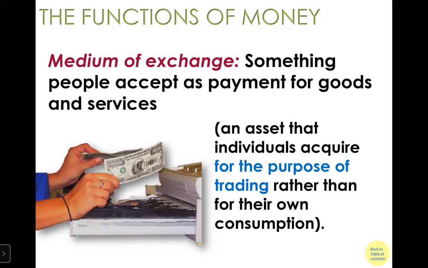And this is expanded further by saying an asset that individuals acquire for the purpose of trading rather than for their own consumption. What does that mean? Again, use the example we showed. We saw at some point people accept these clamshells as a medium of exchange. But maybe sometimes people just collect these for collection, not for trading. The same thing becomes a different purpose. In the second case, it's not a medium of exchange; it's just a collectible.